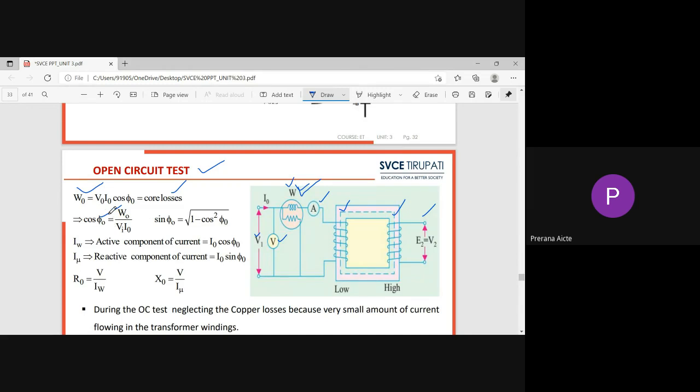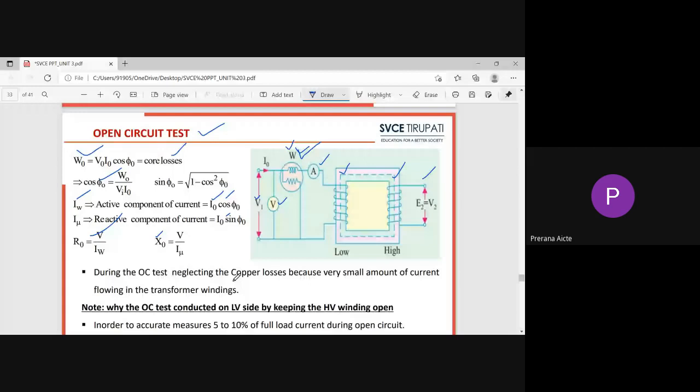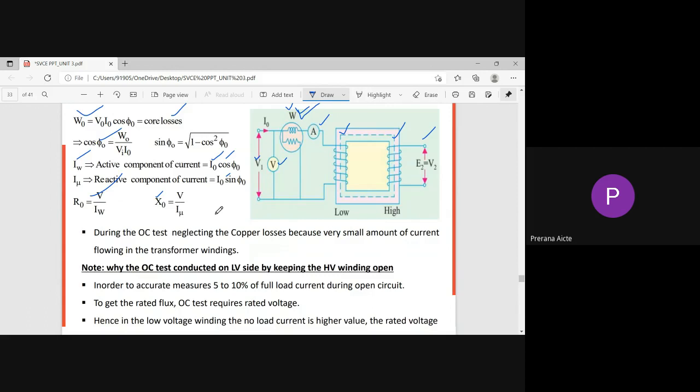Generally this φ0 value is asked in GATE examinations. Then we calculate the Iw component. How to calculate the Iw component? That component is nothing but I0 cos φ0, and Iμ is I0 sin φ0. Already we know these values. So what is the main reason to conduct this test? To find out the shunt branch parameters, the no load power factor angle of the transformer, and the core losses.